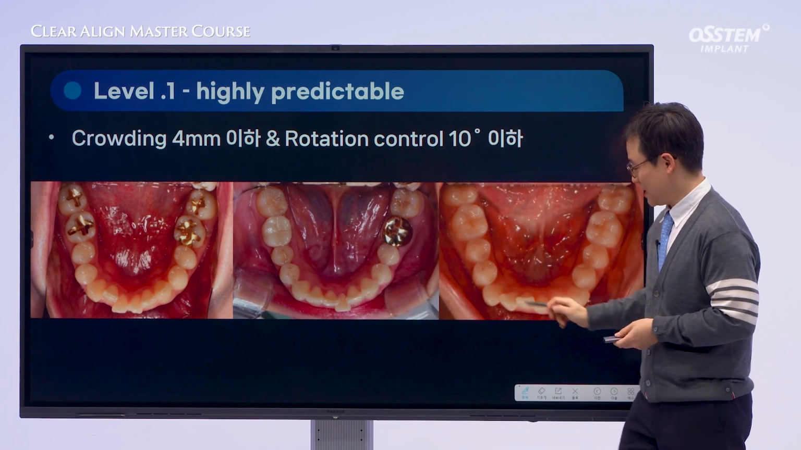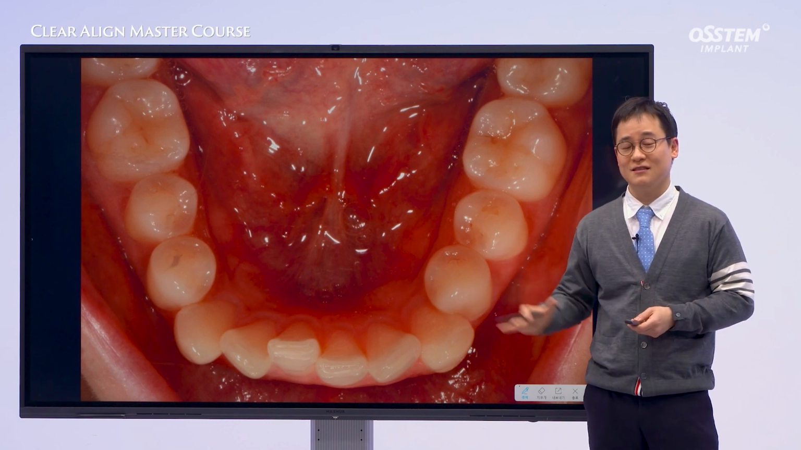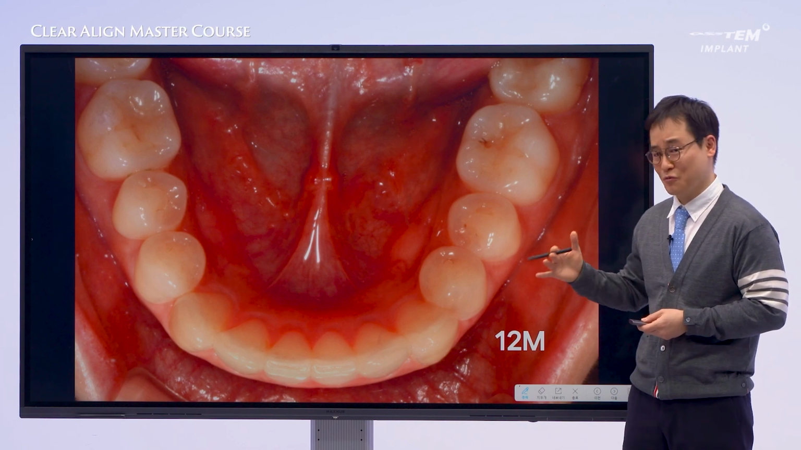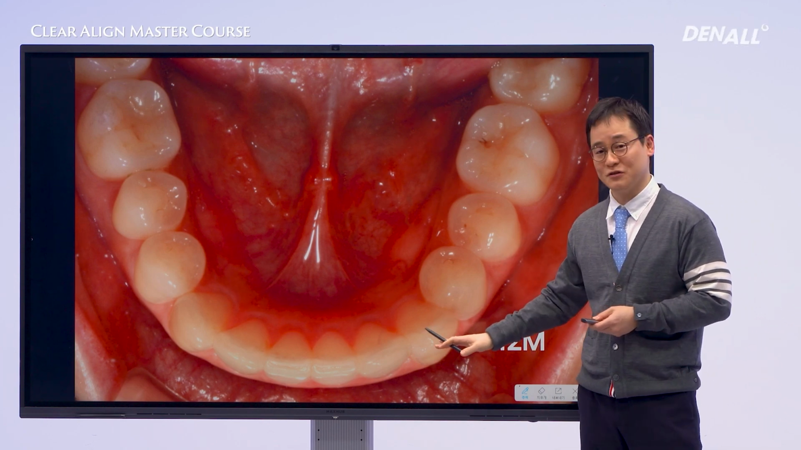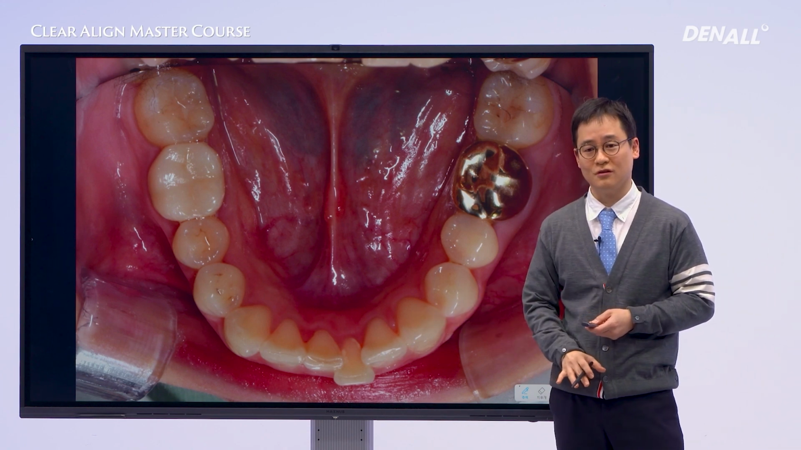Next, we have cases where the teeth are misaligned in the labiolingual direction. These are the most representative cases for clear aligner treatment. Treatment time may vary depending on the case, but you can expect predictable outcomes. In these cases, the treatment can be completed within a reasonable time frame.